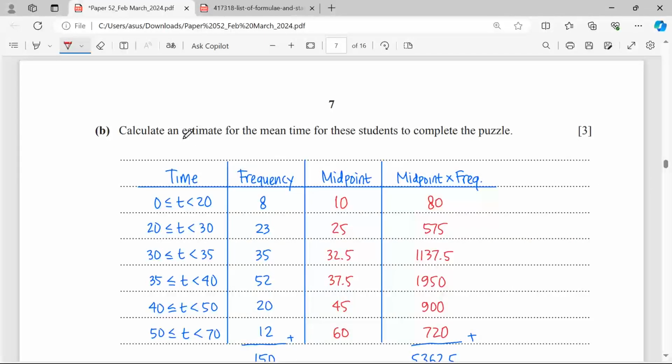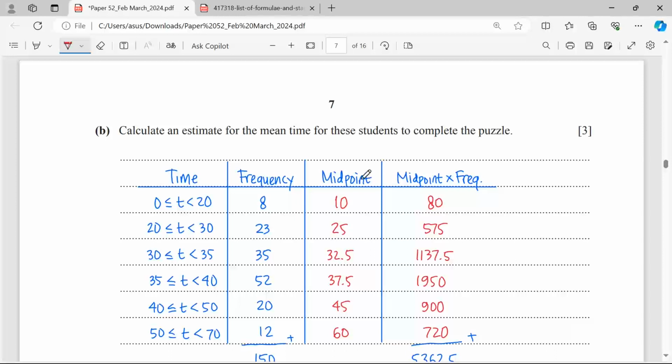For part B, calculate an estimate for the mean time for these students to complete the puzzle. Because our data is continuous, we cannot find the actual value of the mean, so we can only find an estimate for the mean. How to find the estimate for the mean? You have to find the midpoint multiplied by frequency. Technically, it is the sum of midpoint multiplied by frequency, divided by the sum of frequency.